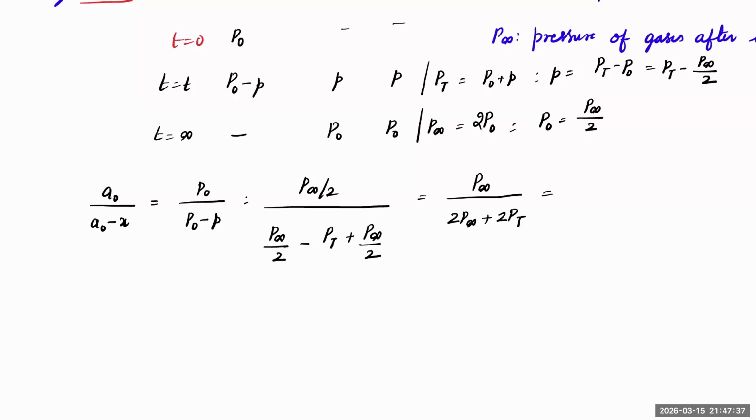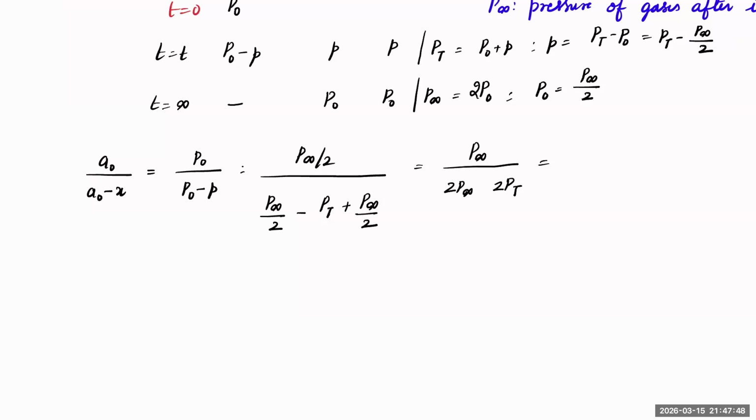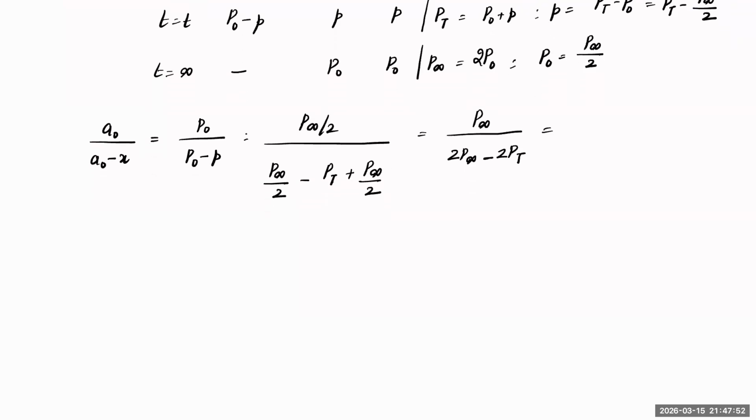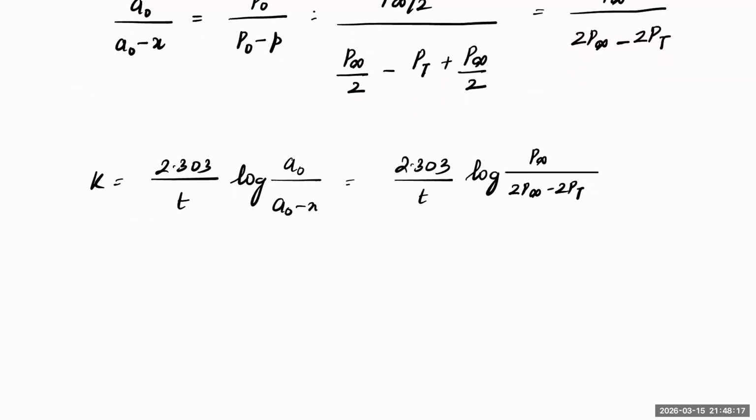I hope all of you got that. Right. So once we get this here, so what is left now? Sorry, minus, this is not plus, minus P infinity minus Pt, 2Pt. So now let me write in terms of K. So K is equal to 2.303 by T log of A naught by A naught minus X, which can be written as 2.303 by T log of P infinity upon 2P infinity minus 2Pt. Okay, so simply 2.303 by T log of P infinity by 2 times of P infinity minus Pt. That is the value of K.